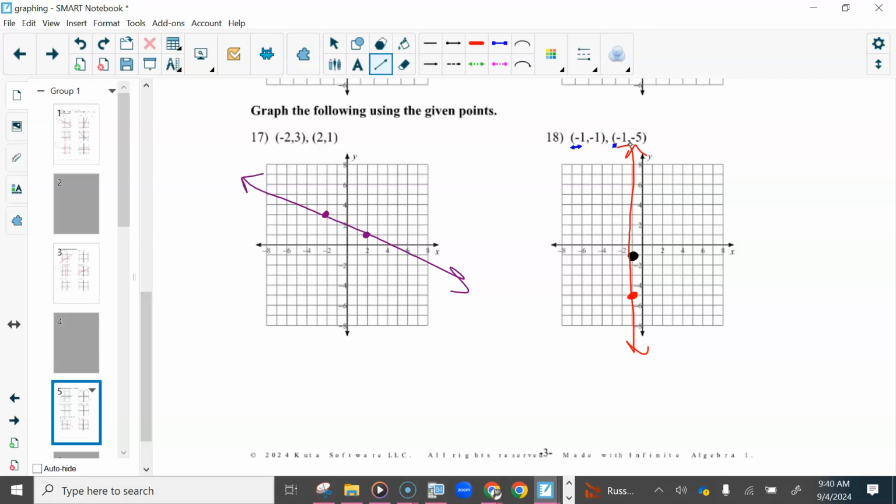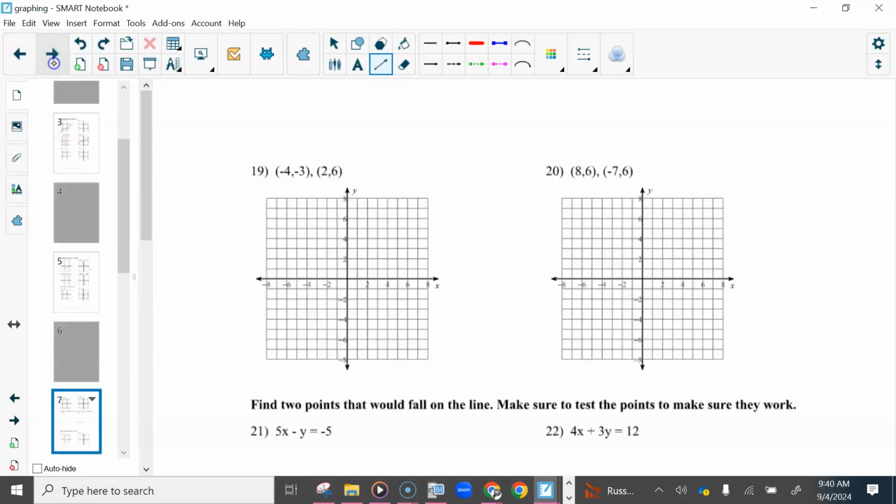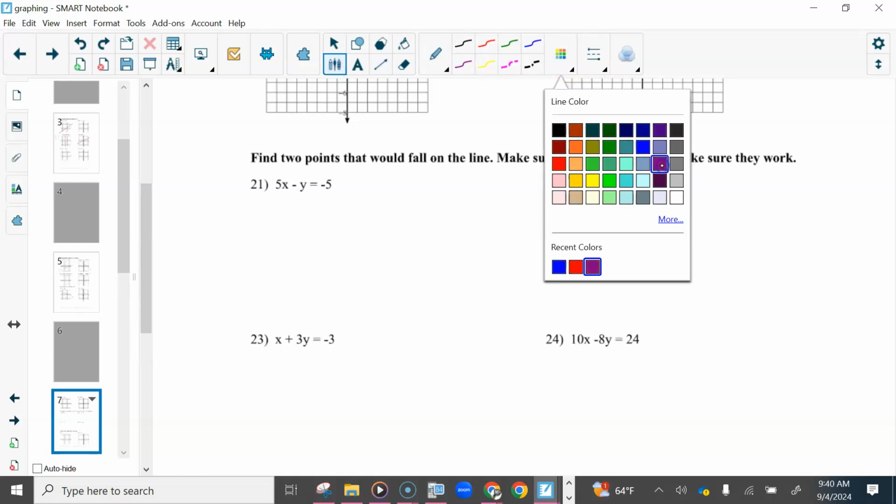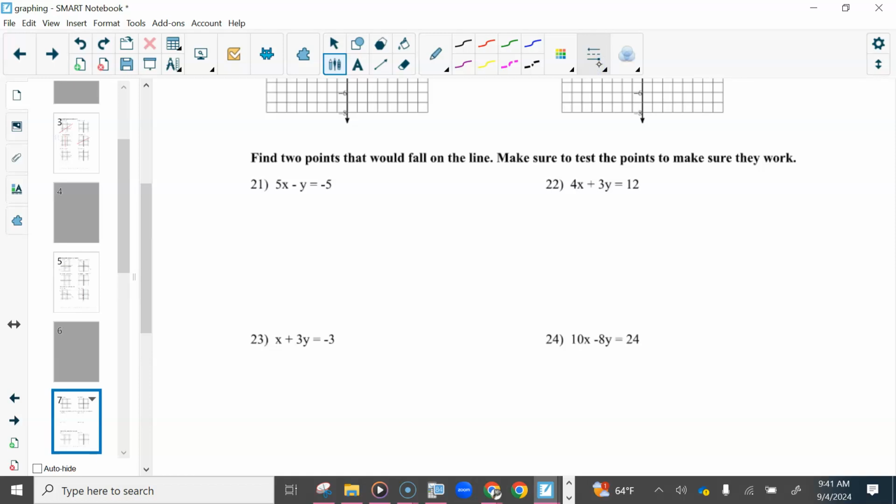Now, we're going to move on to the next part. This is where it gets a little tricky because I'm not given points. I have to kind of find some points. Eventually, we'll get to how to solve this and put it back in slope-intercept form. We're not there yet. So this could be by intercepts. It could be whatever points we think of. We want to pick points that might fall on the line.